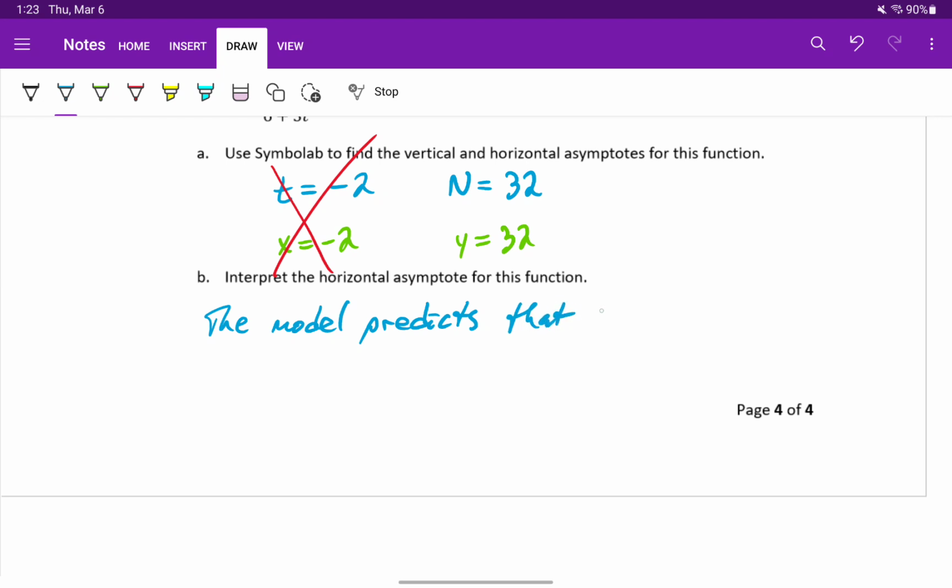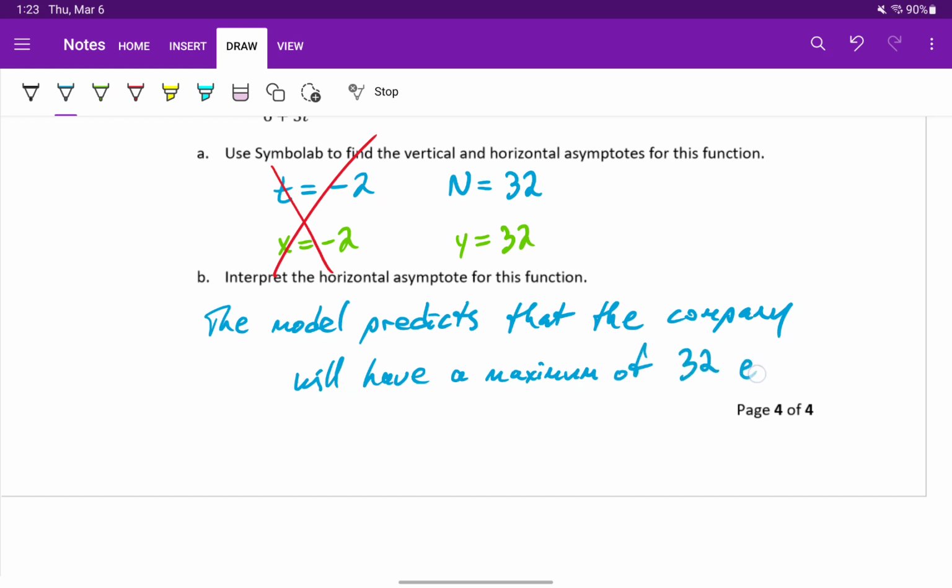predicts that the company will have a maximum number, or I should say a maximum of 32 employees. So if this model is valid, as time continues to go on, so as t approaches infinity, N, the number of employees, approaches 32. So even though more time is passing, that number of employees won't exceed 32, or isn't likely to given this model.